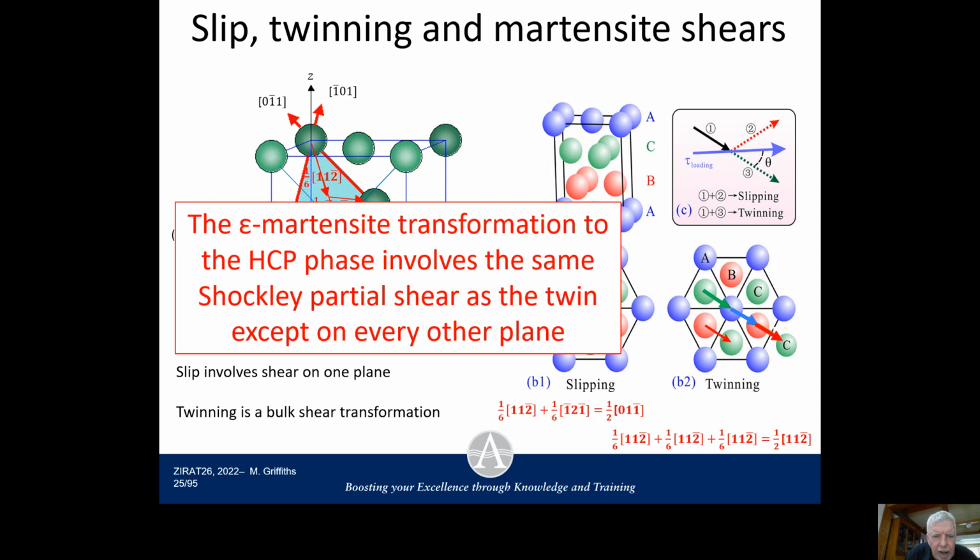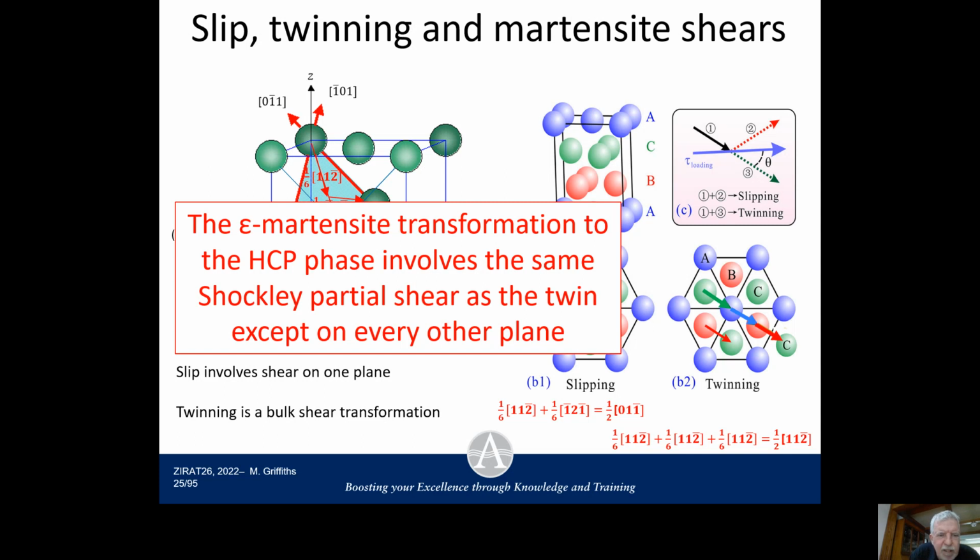Twinning happens by shearing each successive plane by just one of these partials. So each successive plane shears by the same partial. And I'll show you what I mean by that. And again, I'm going to illustrate that now by demonstration.